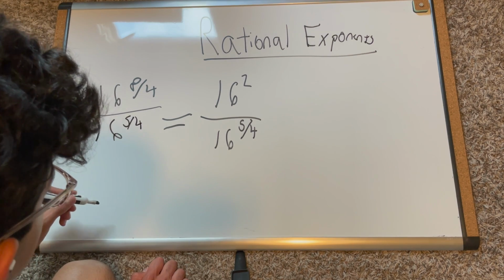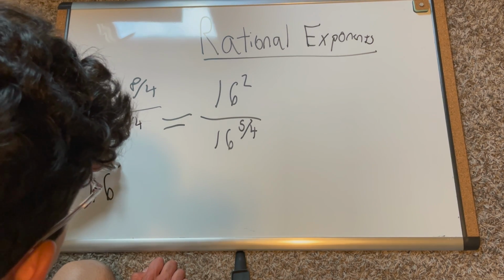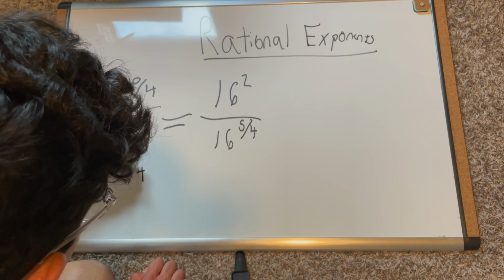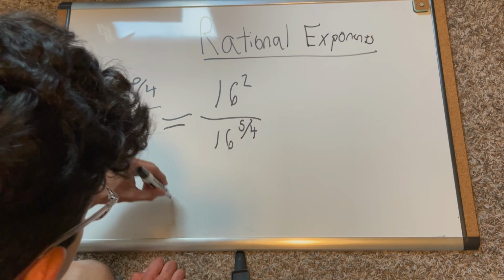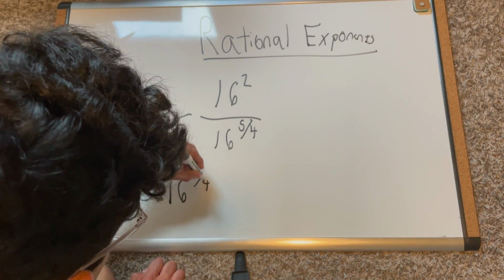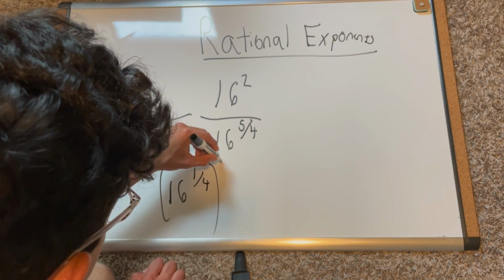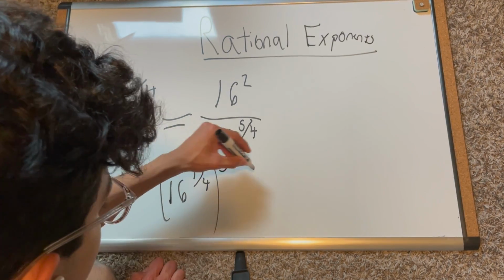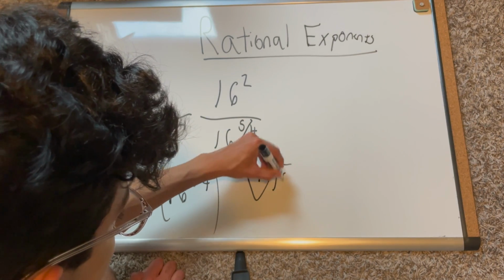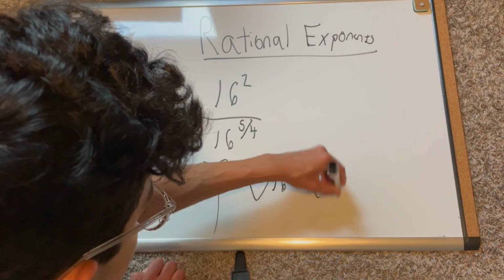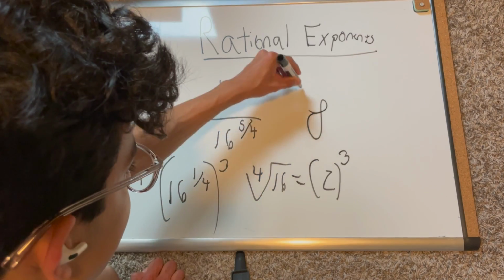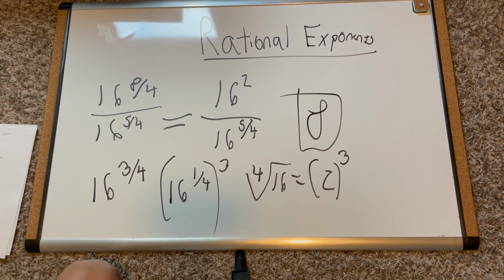8 fourths minus 5 fourths is 16 to the 3/4. Then, you get to divide this further by 16 to the 1/4. Then, cube it at the end. 16 to the 1/4, meaning what is the fourth root of 16, is 2. Then, 2 cubed is 8. And that is your solution.